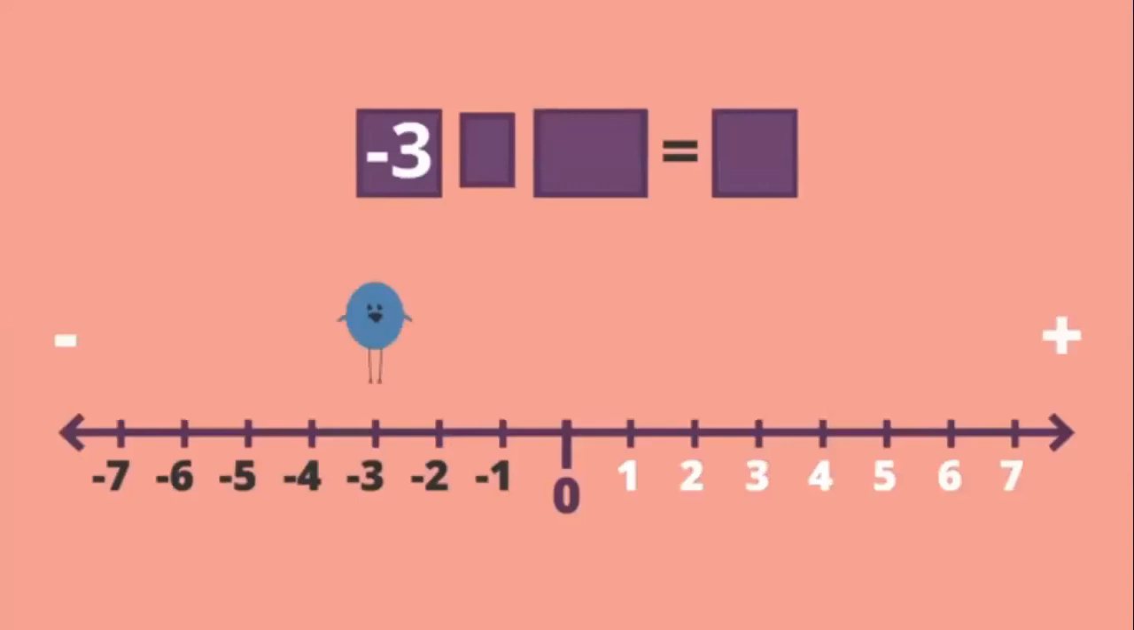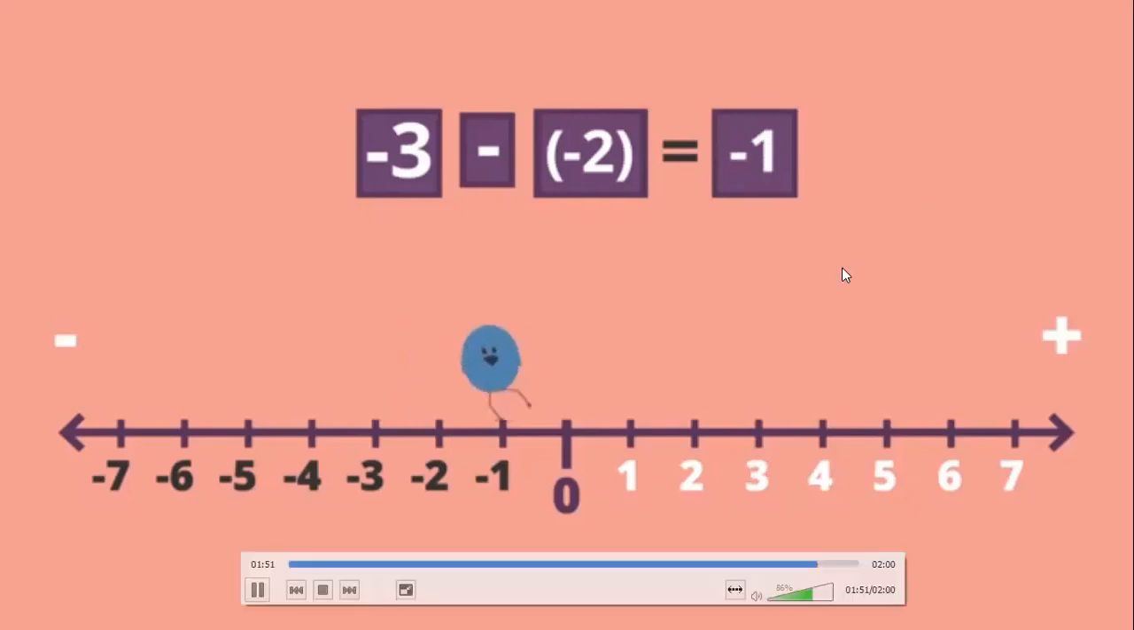The first number is where you start. The operation tells you where to look: plus, right, or minus, left. The second number tells you how far to move and in which direction: positive, forward, or negative, backwards. Where you land is your answer. That's it. You now know a trick for adding and subtracting negative numbers.